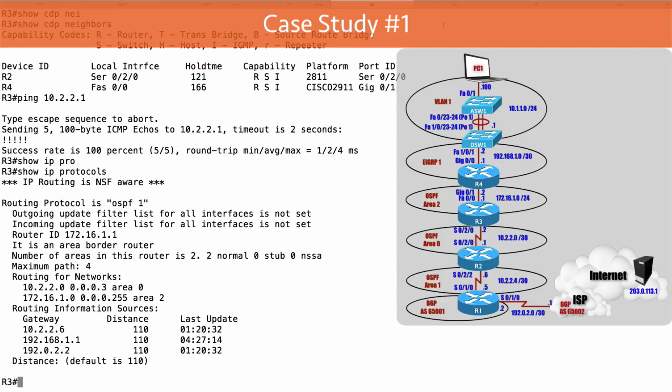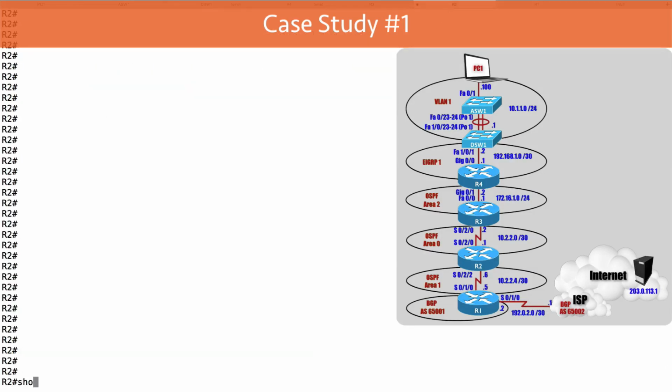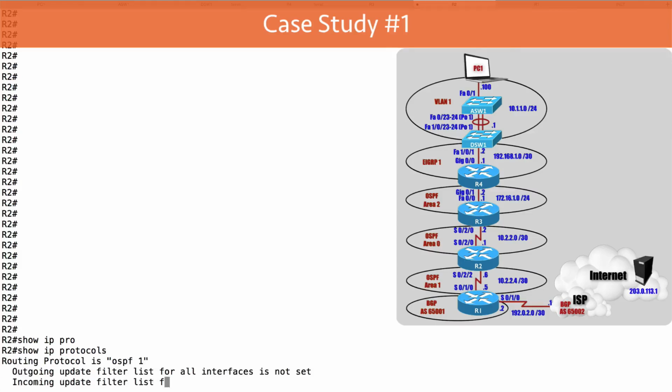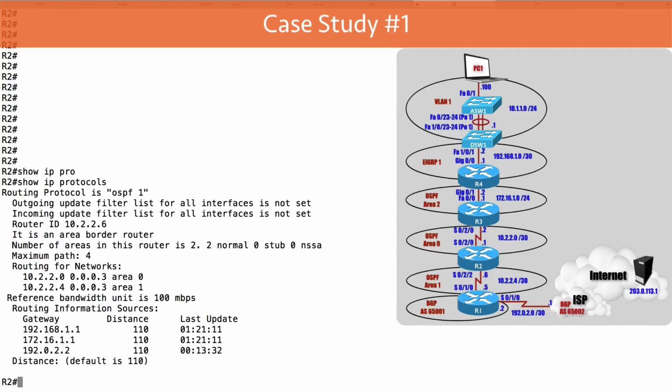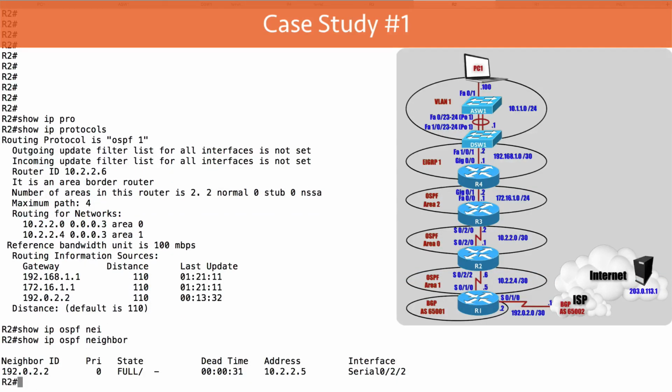Let's go to router R2 and do a show IP protocols. Am I running OSPF here? Yes, I am. Am I routing for the appropriate networks? Yes, I am. And if you check with the topology, the areas seem to be appropriate as well. That part looks good, so let's dig a bit deeper. Let's see if we've established an OSPF neighborship between R2 and R3. I'll do a show IP OSPF neighbor. Here we have an issue.